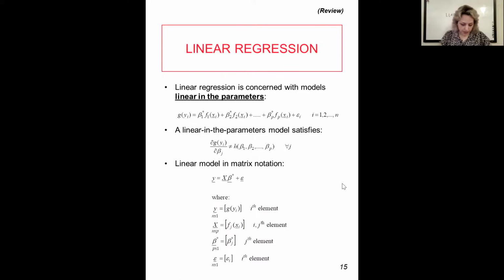Here is the linear regression. For the linear regression, we talked about the model being linear in the parameters, and we say the parameters are beta, so here is beta 1, the true value of it, times f1 x1 plus beta 2 f2 x2. So this is the linear model that we would have. A linear in the parameter model satisfies that you can get the partial derivative with respect to these betas, and then you can write it in the matrix notation as well.